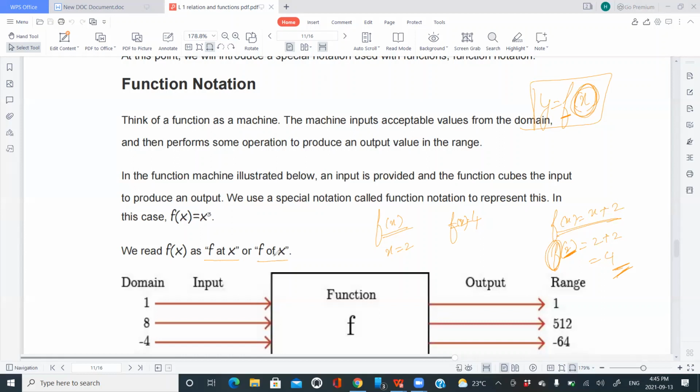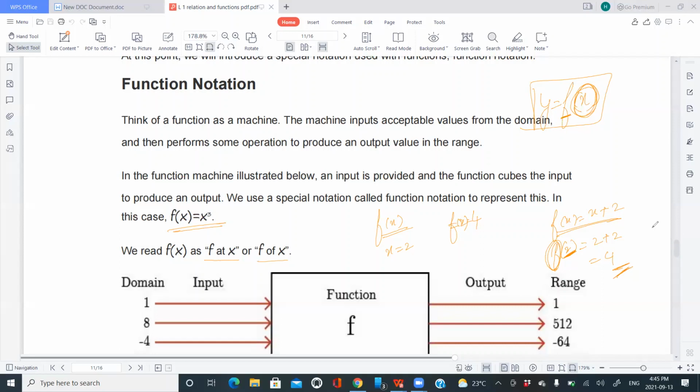Whatever value of the domain we put in the function, we are going to get the range values, right? So that is the function where we put the values, that is the function notation. If we have the function notation, then it is possible to plug in the values of x. If we don't have this function, we cannot plug in the values, right? So that is function notation.